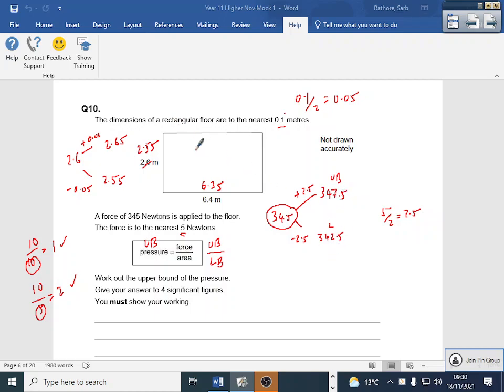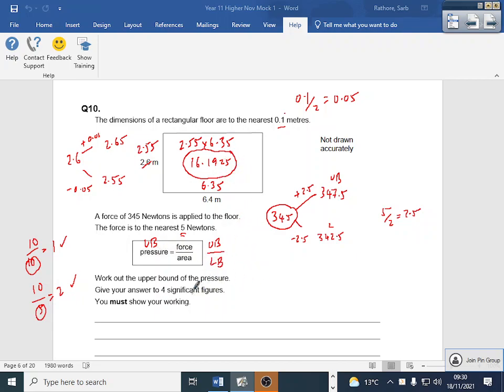It's a 5 marker. So first of all, to get the lower bound of the area, you do 2.55 times 6.35. If you all do that, you get 16.1925. Now somebody did that and then rounded it. Please do not start rounding things. You can't do the rounding until the last moment. You don't do the rounding yet.